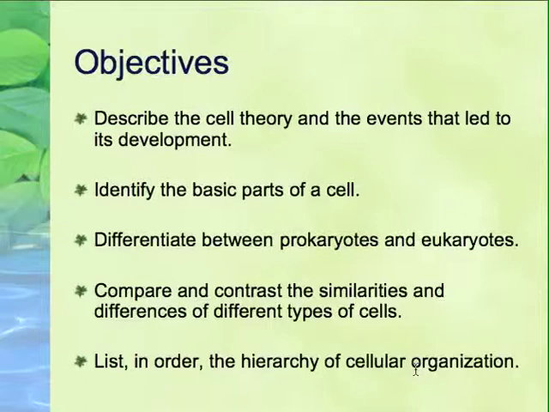Atoms bond together to form molecules, molecules bond together to form macromolecules, macromolecules bond together in different ways to form organelles, which are small organ-like structures inside a cell. Then we get cells. Cells work together to form tissue. Tissue forms organs. Organs form organ systems, and organ systems are organisms.